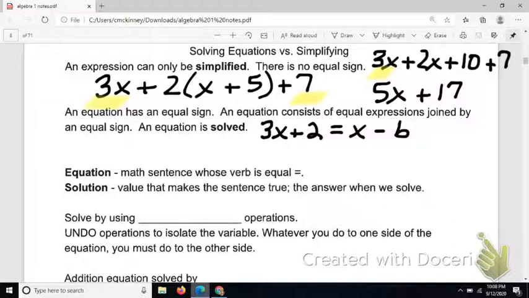We won't do an equation quite like this one today, but just to give you an idea, both sides are expressions. One side could be as simple as just a number though, so it could be much simpler. An equation is a math sentence, and the verb is basically the equal. This stuff equals this stuff, those expressions. And the solution is the value that makes the sentence true. That's the answer we get when we solve.